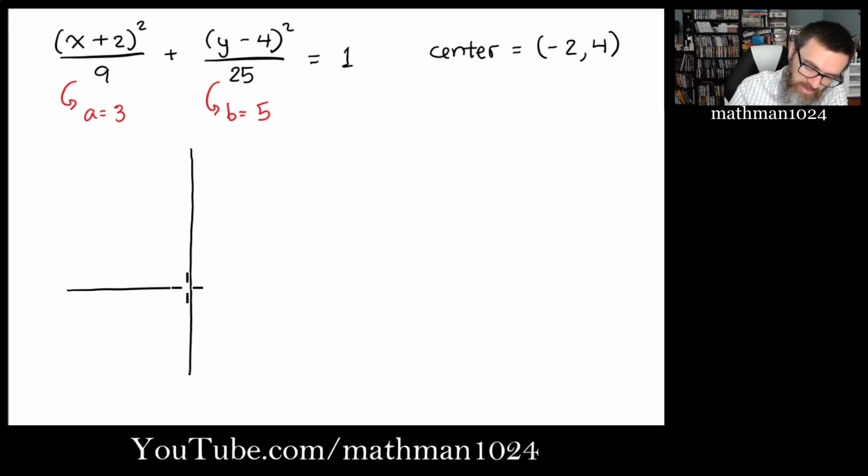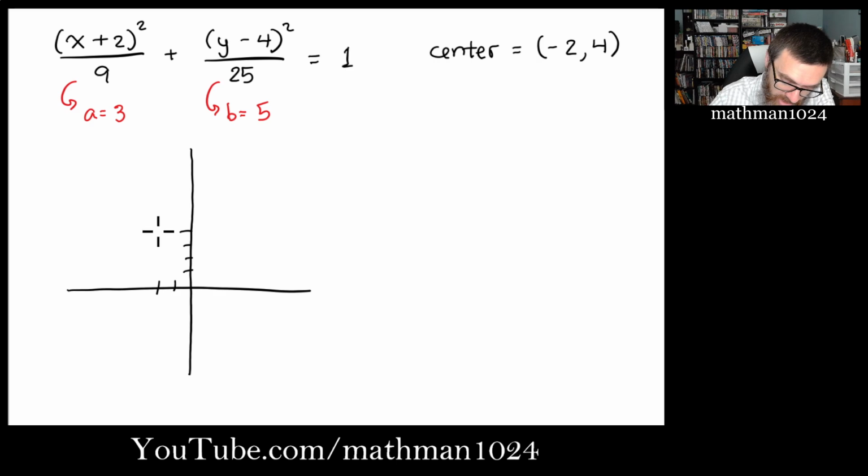So let's see what our graph looks like. We're going to the left 2, and up 1, 2, 3, 4. There is my center. Don't make a solid point. It's just a reference for us. Your a value is 3, which means I go to the left 1, 2, 3, and I would have a point. I would go to the right 1, 2, 3, and I would have a point here along the minor axis.